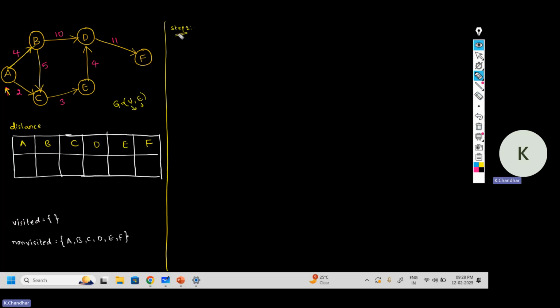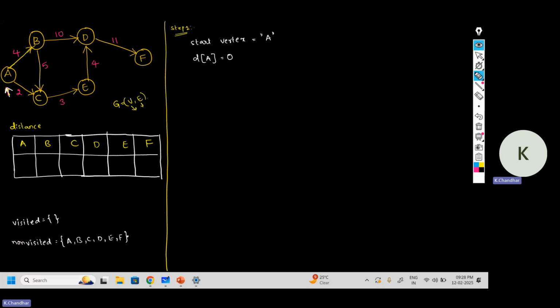Next, first step, I need to pick one vertex as a starting vertex. So from this graph, I am going to take this capital A as a starting vertex. So the start vertex is capital A. When you select capital A as a starting vertex, to move from A to A, how much distance do we need to travel? 0 distance. How can I represent this? Distance at capital A is going to be represented by 0.